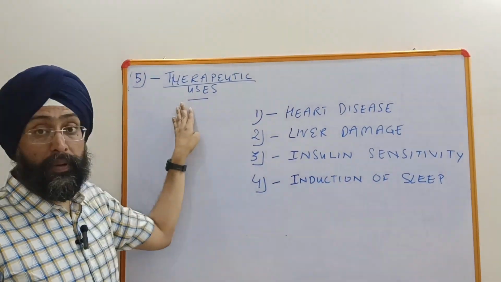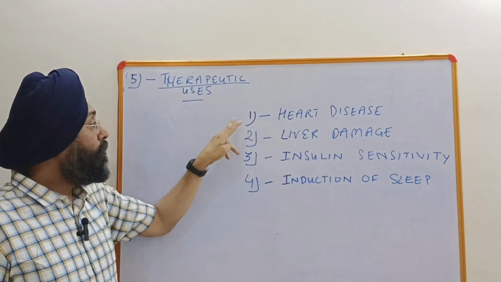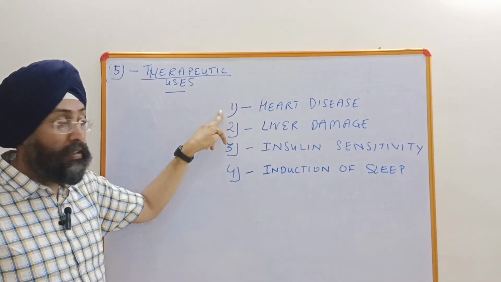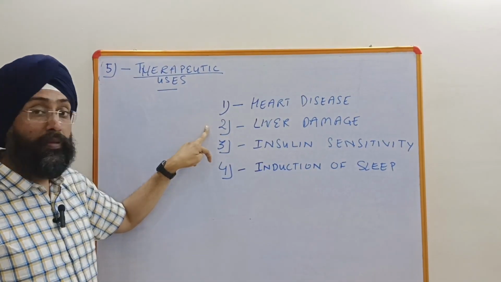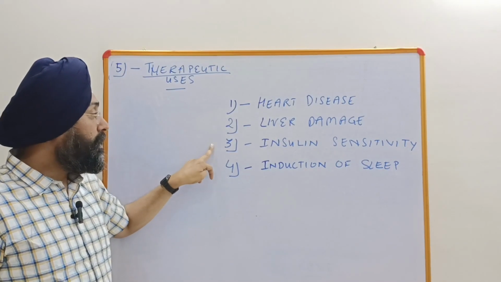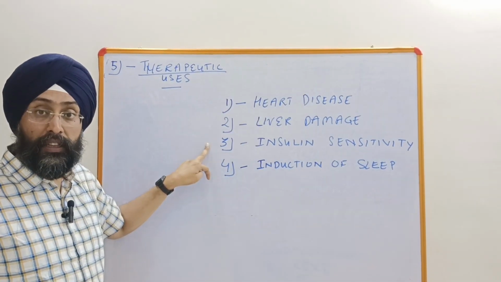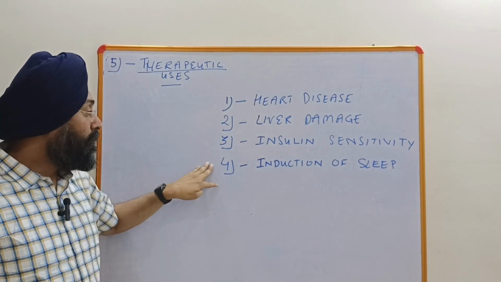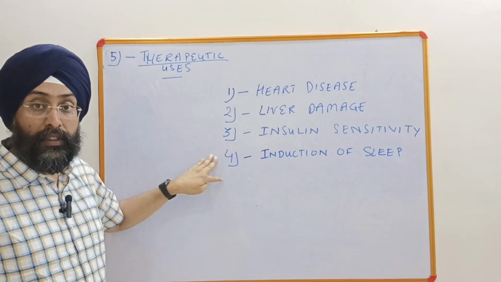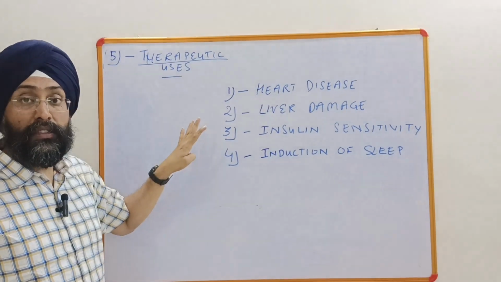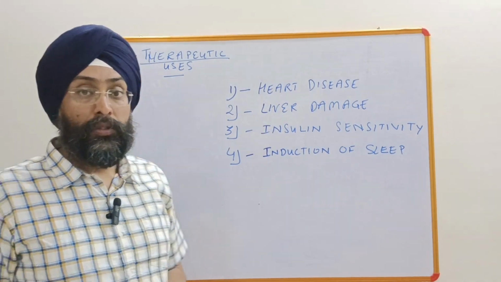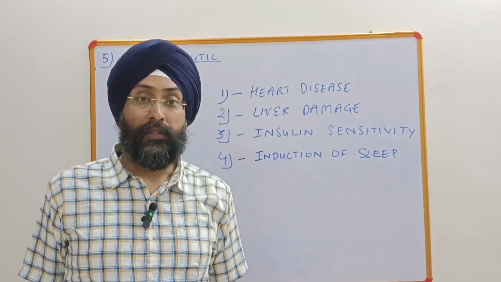Now the final topic is therapeutic use of glycine. It is used in prevention of heart disease. It also prevents liver damage, and it helps in improvement of insulin sensitivity. It also helps in induction of sleep. Some of these therapeutic uses are under experimental studies. So that finishes our glycine metabolism.